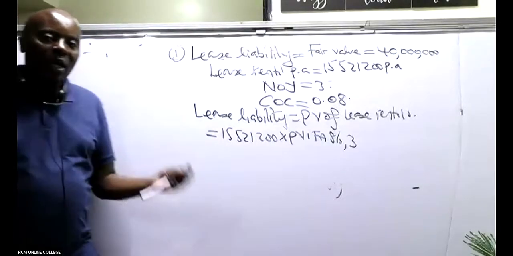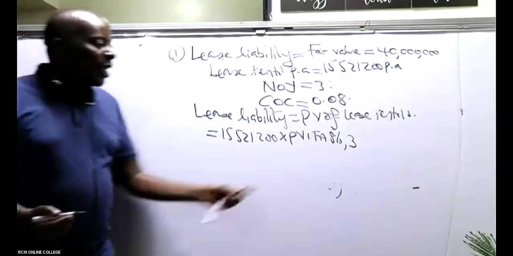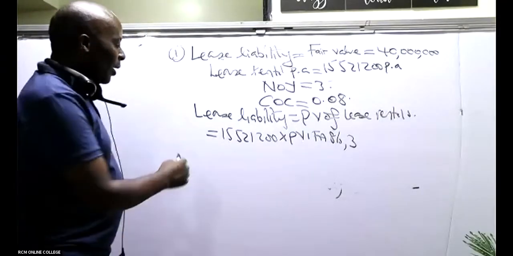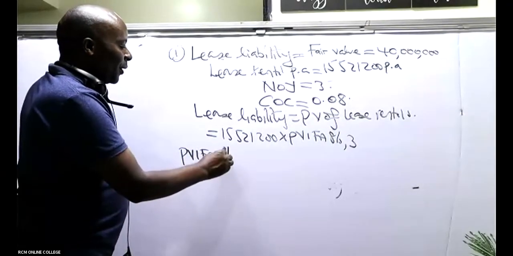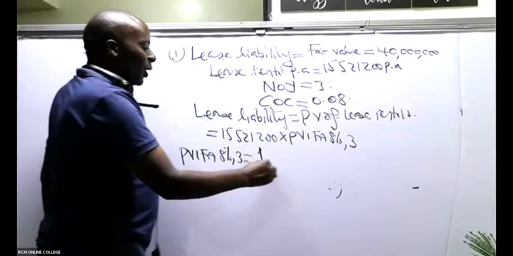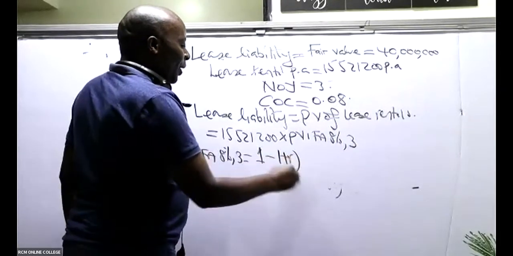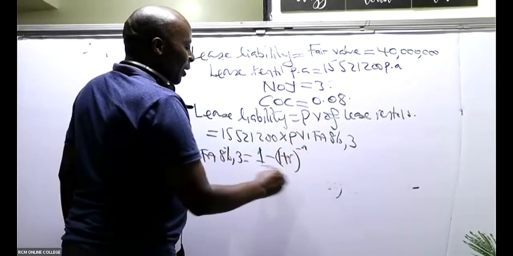So my work is very easy to cut. I need to come and get this PV for 8% for 3 years. I know the formula is 1 minus 1 plus R raised to negative n, divided by R.